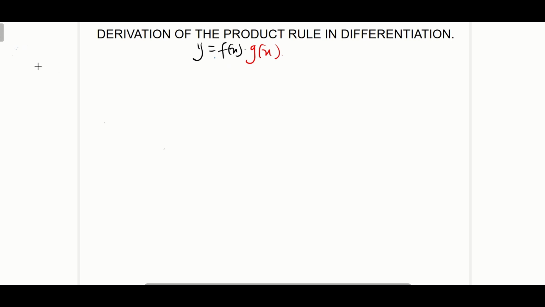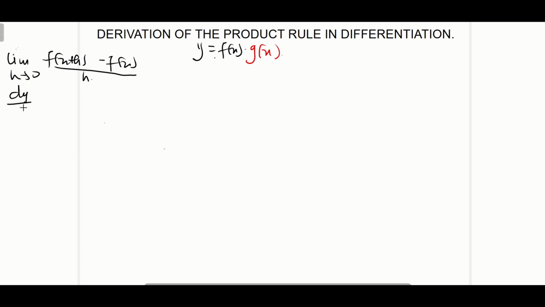First, let's recall that using the first principle, we have the limit as h approaches 0 of the function at x plus h minus the function at x, all divided by h. So in this one, we are also going to do the same thing.